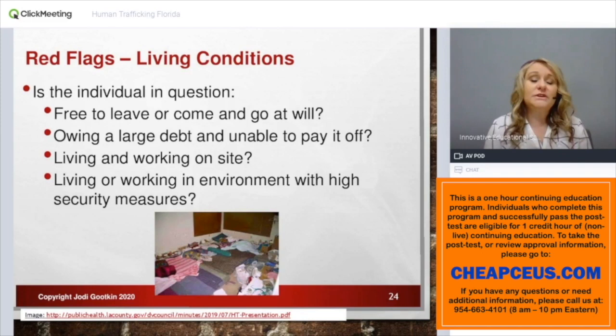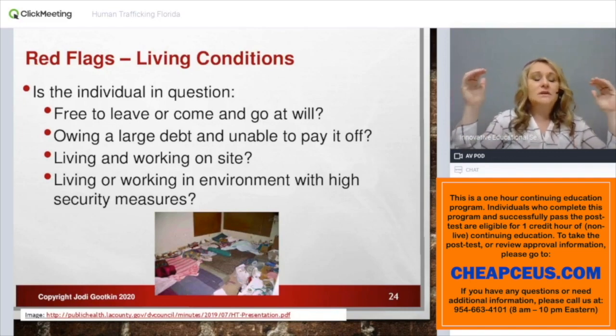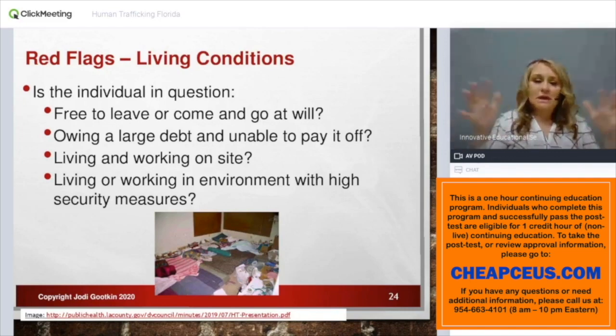The image in the picture here is actually from a sweatshop in California. It was an apartment complex where the traffickers had taken the lower basement level and turned it into sewing rooms, and then upstairs in the apartments, they had many individuals crammed in. They were forced to live there, and they were never allowed to leave.